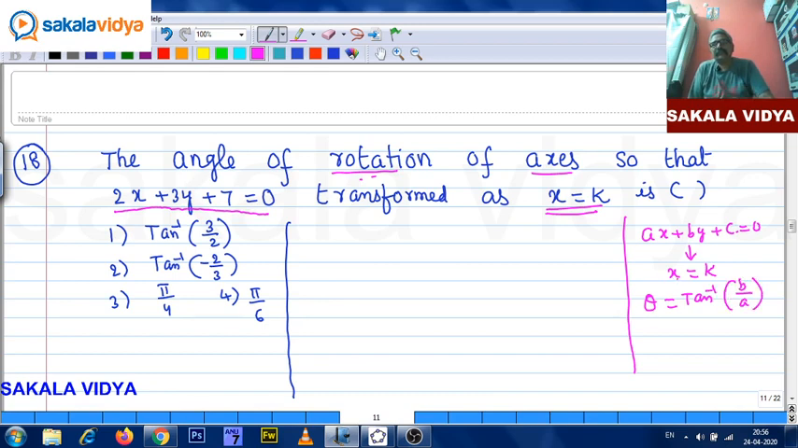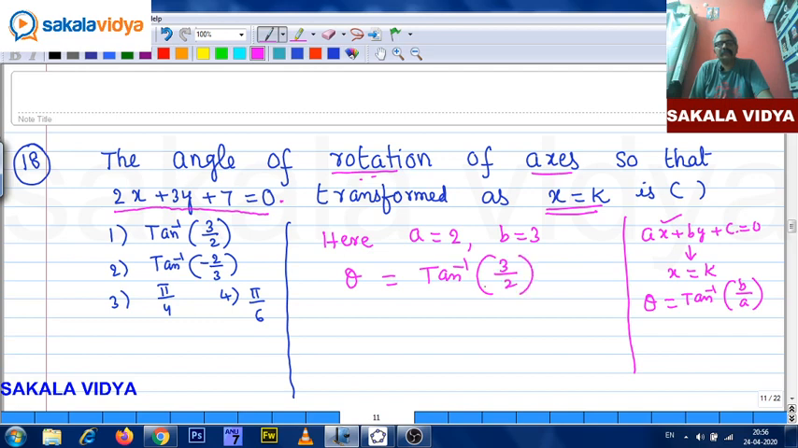For y is equal to k it is tan inverse of minus a by b. Here this equation needs to be compared to this equation. a equals 2, b equals 3. The angle of rotation theta is equal to tan inverse of 3 by 2. So the first option is the right option.